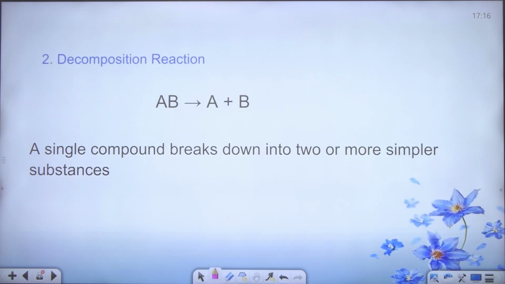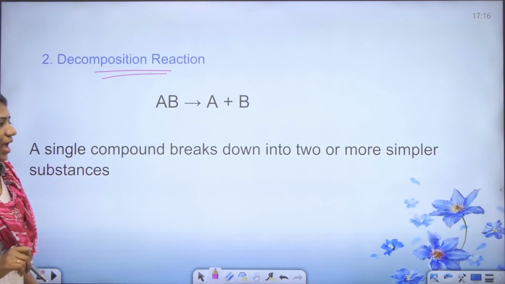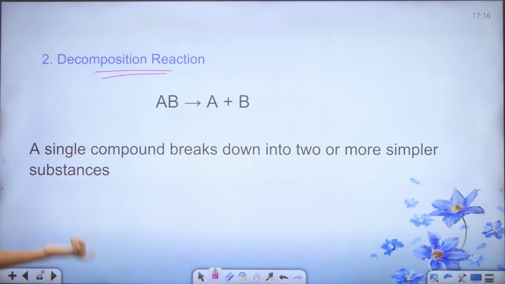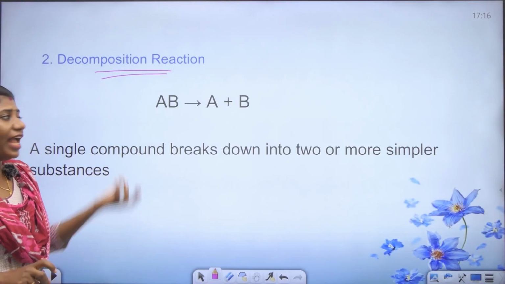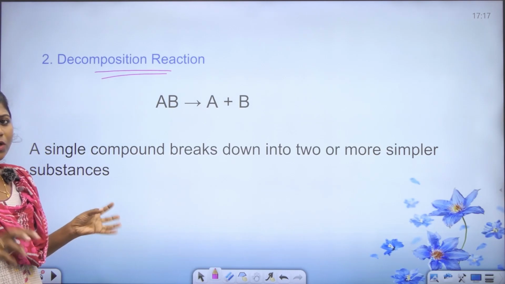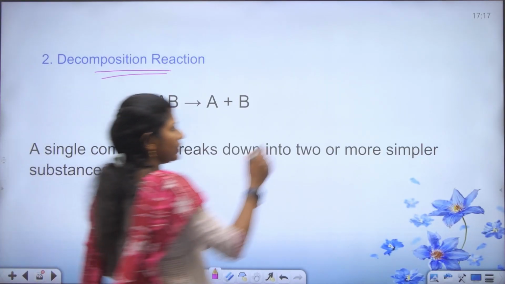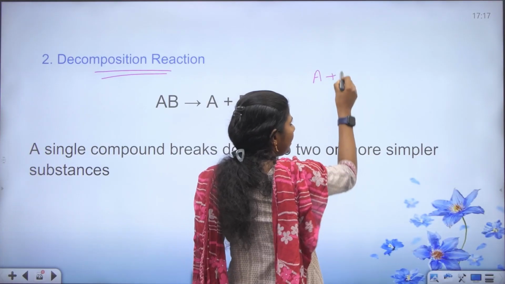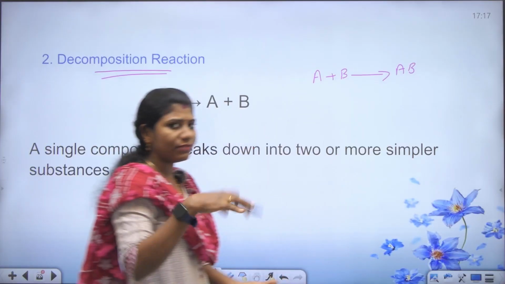Then the second type of reaction is the decomposition reaction. Actually, it is the reverse of a combination reaction. A combination reaction means two or more elements combine to form a compound. In a decomposition reaction, a compound decomposes to form two or more substances, elements or compounds. A combination reaction is A plus B combining to form AB, but a decomposition reaction is the reverse process.